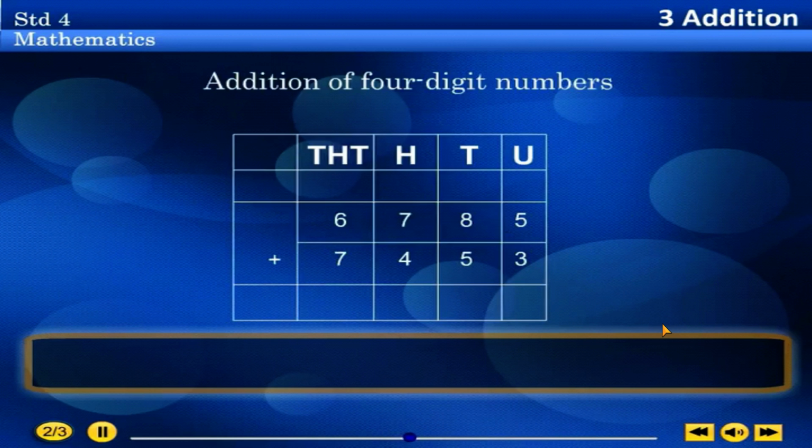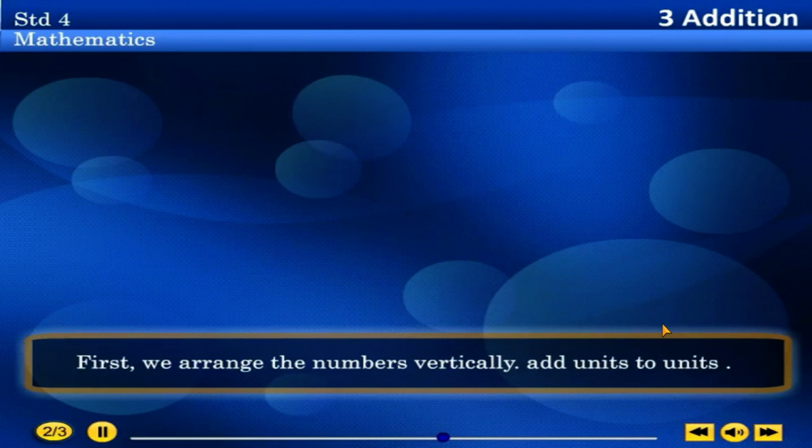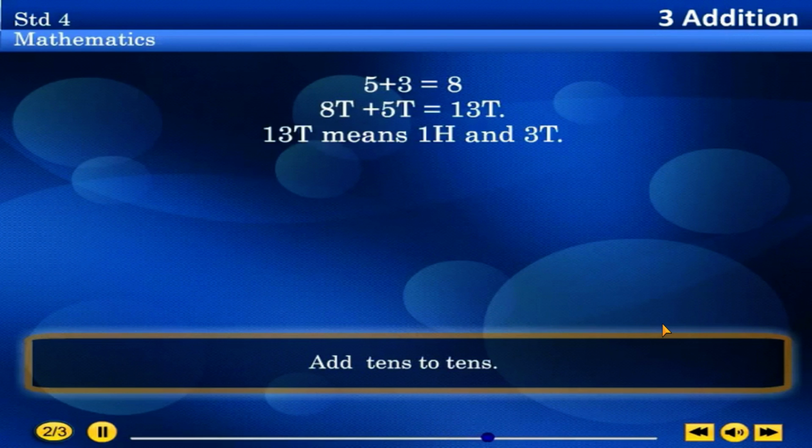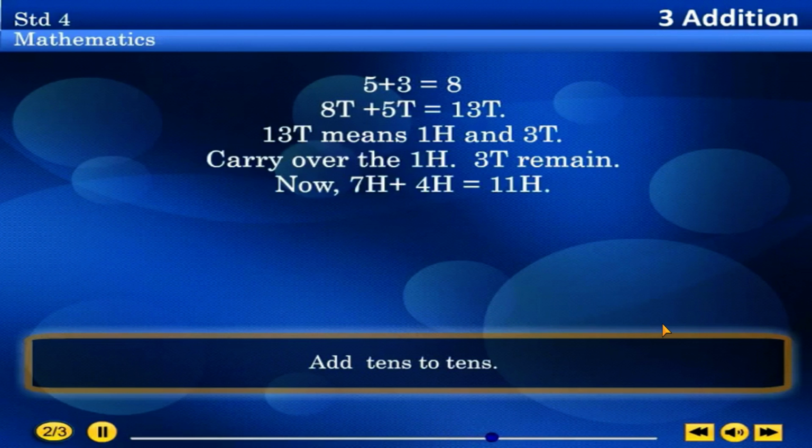Addition of 4-digit numbers. Add 6,785 plus 7,453. First, we arrange the numbers vertically, add units to units. 5 plus 3 is equal to 8. Add tens to tens. 8 tens plus 5 tens is equal to 13 tens. 13 tens means 100 and 3 tens. Carrying over the 100, 3 tens remain.